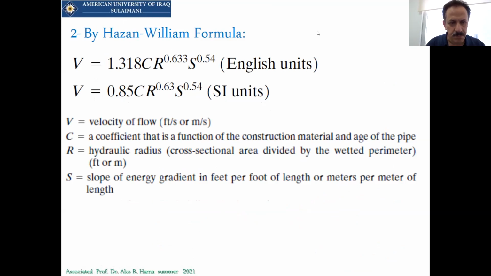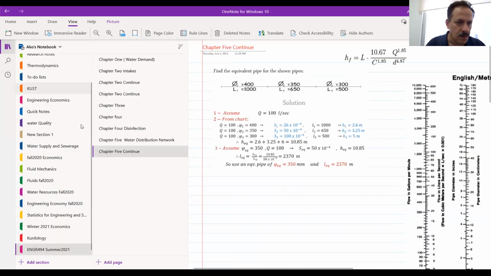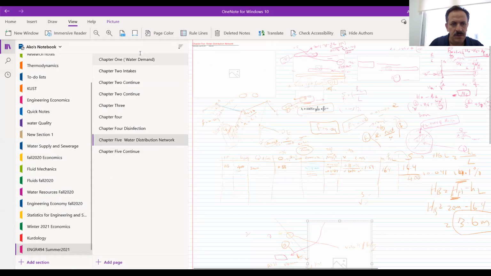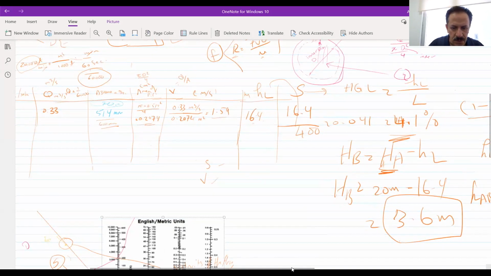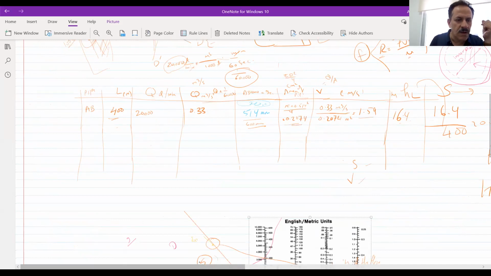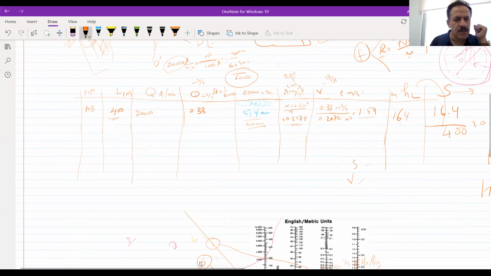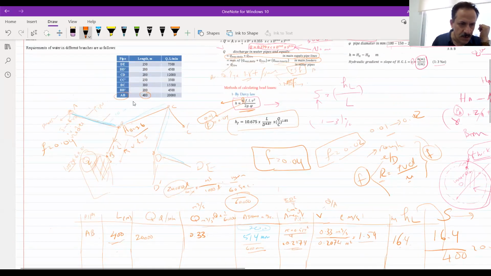Remember that. Again, this was the question. What we did, we have pipe AB. Here's the pipe AB. The length of pipe AB was 400 meters. Here's the 400 meters. From A to B was 400 meters. We have the Q in that pipe, which is 20,000 liters per minute, which is equal to 0.33 meter cube per second.